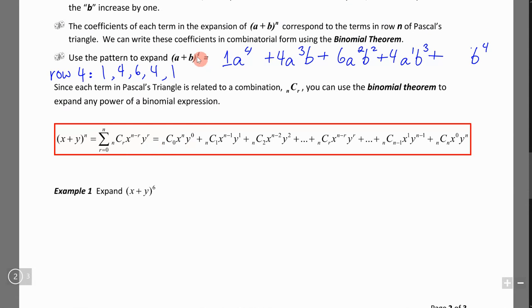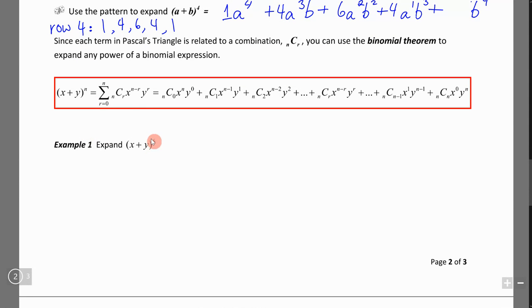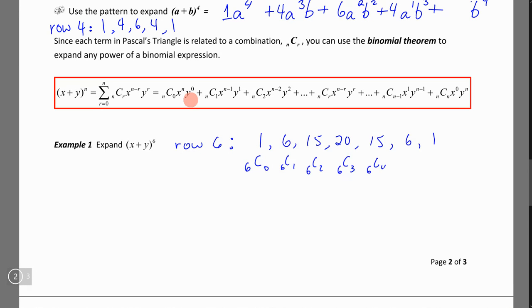Okay, and the n value exponent will correspond to the row value in Pascal's triangle. So in this example, expand x plus y to the exponent 6. We're talking about row 6. The coefficients in row 6 are 1, 6, 15, 20, 15, 6, and 1. And if you don't remember or don't memorize those, you can easily calculate them using combinations. So here I have 6 choose 0, 6 choose 1, 6 choose 2, 6 choose 3, 6 choose 4, 6 choose 5, and 6 choose 6.